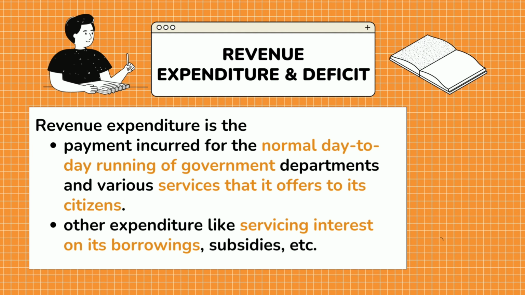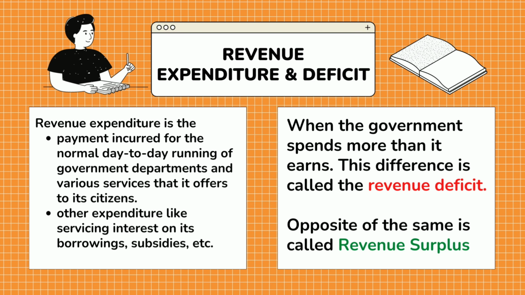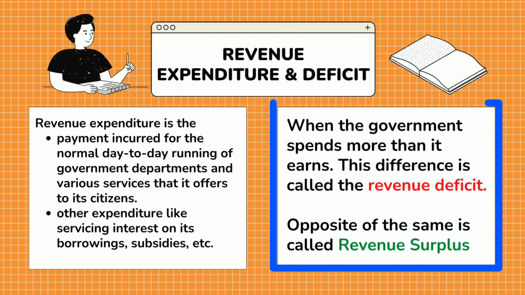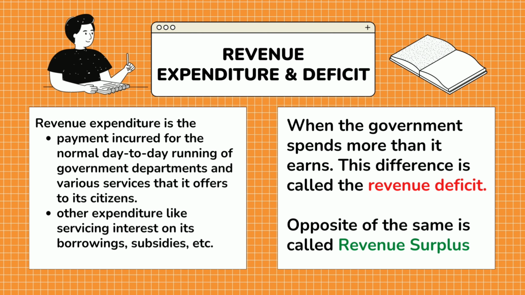Revenue expenditure is the payment incurred for the normal day-to-day running of the government departments and various services that it offers to citizens. The government also has other expenditure like servicing interest on its borrowing, subsidies, etc. Whenever the government spends more than it earns, that means whenever the revenue expenditure is more than the revenue receipt, the difference is called a revenue deficit. The opposite scenario, where revenue receipts are more than the revenue expenditure, is known as a revenue surplus.